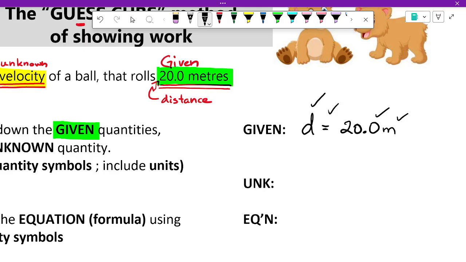Yes? Okay. Could you please write down the other given quantity in the same way that we just did here? So try that. The other given quantity from the question.